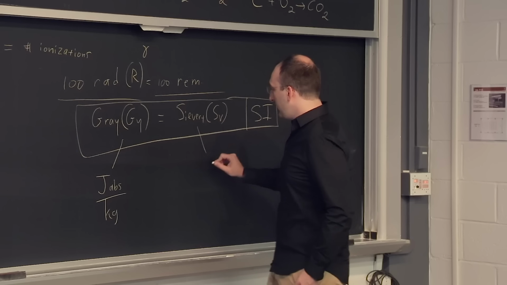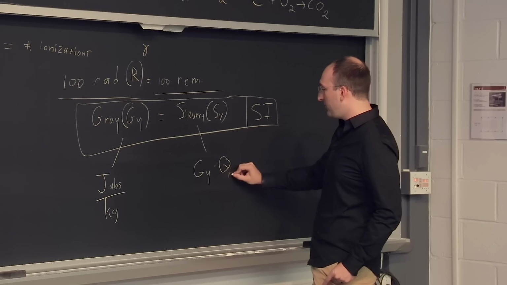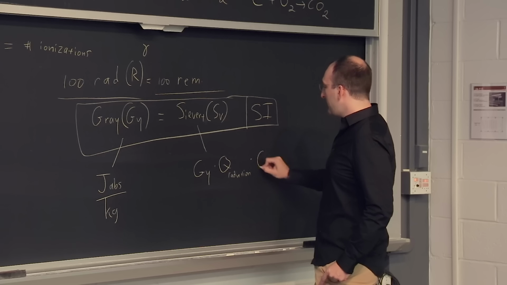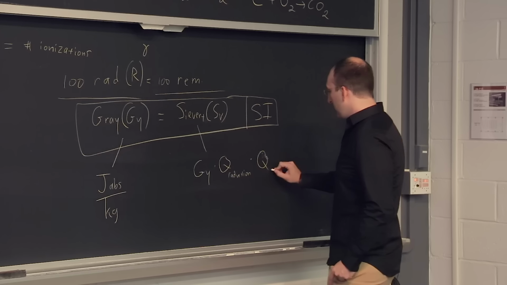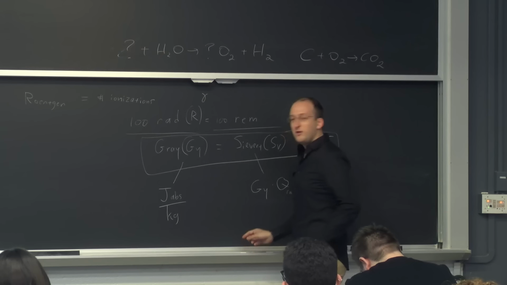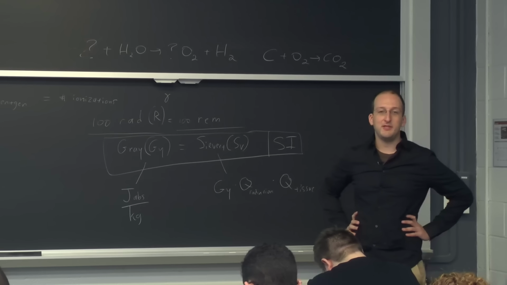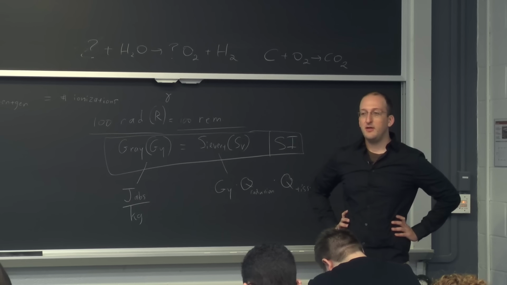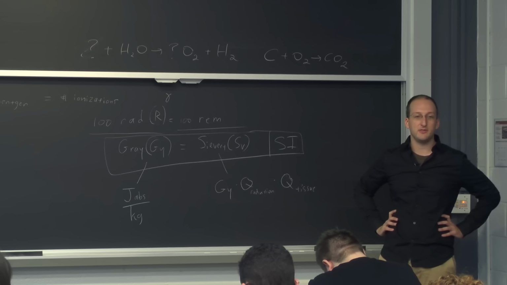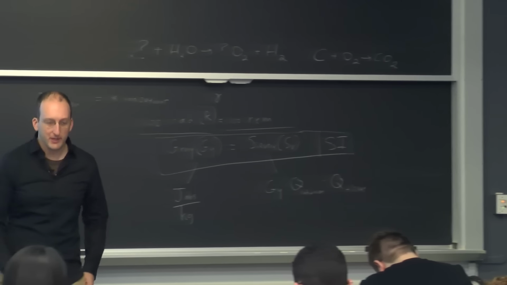Sievert is gray times some quality factor for the radiation, times some quality factor for the specific type of tissue. What this says is that some types of radiation are more effective at causing damage than others, and some organs are more susceptible to radiation damage than others. Does anyone happen to know some of the organs that are most susceptible to radiation damage?